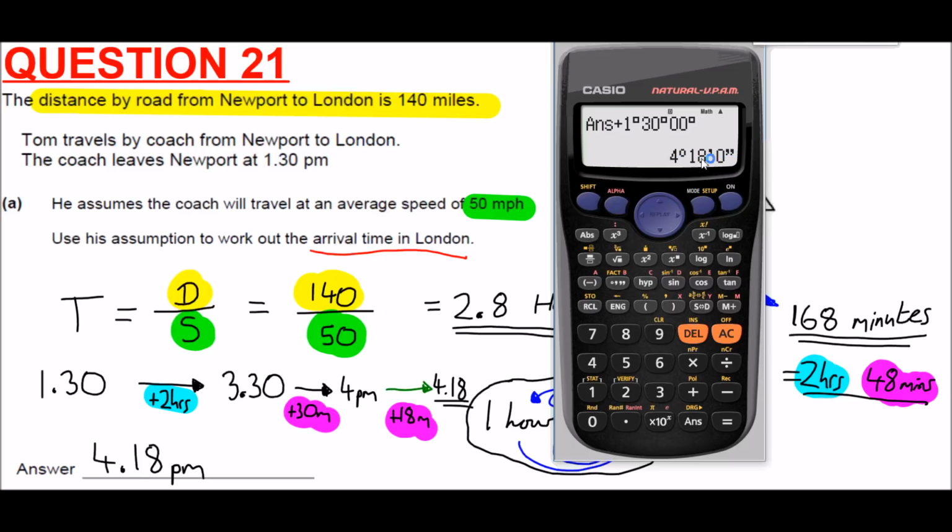So it's exactly 4:18 p.m. That will take practice to master, but if you were to master it, it might make these calculations much easier for you, so it's worth bearing in mind.